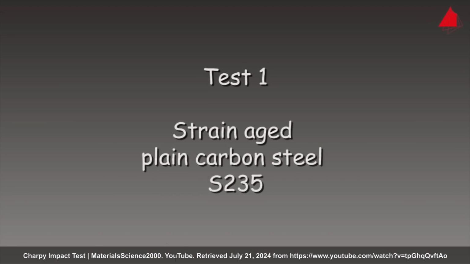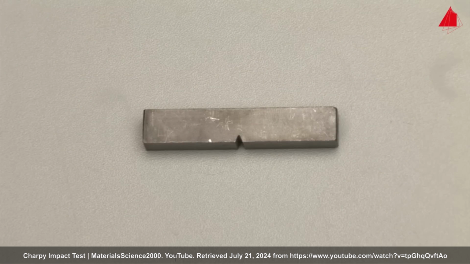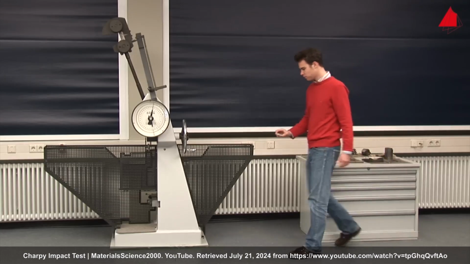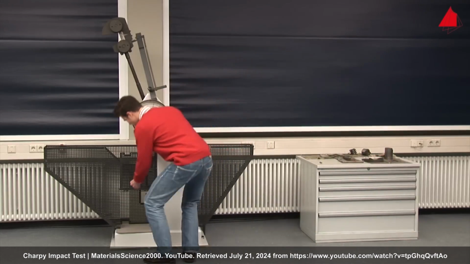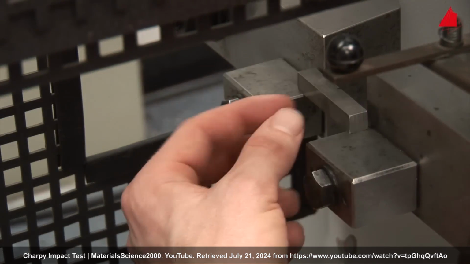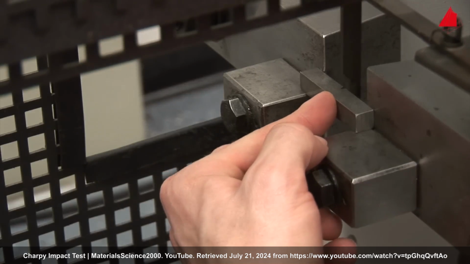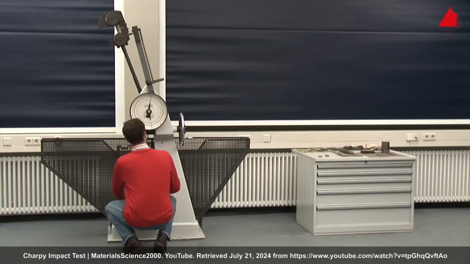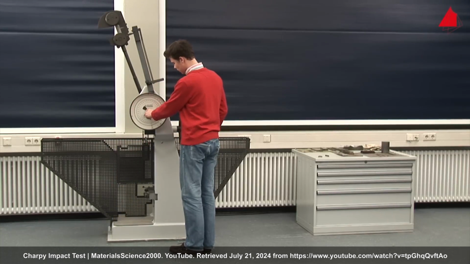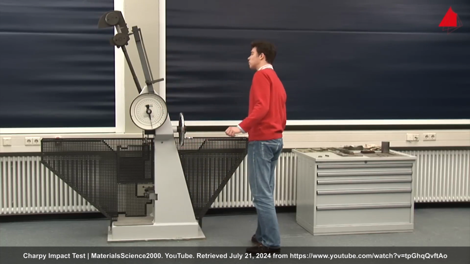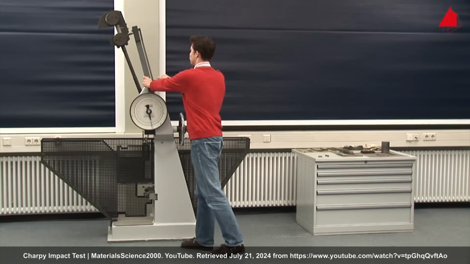First test, strain-aged plain carbon steel S235. This is our test specimen. It has been machined to standardized size and shape with the characteristic V-shaped notch. The tester places the specimen on a support in the lower part of the machine and adjusts its position with a centering device. Next, he turns the drag indicator downwards again and checks that everything is prepared correctly. Perfect, the test can begin.